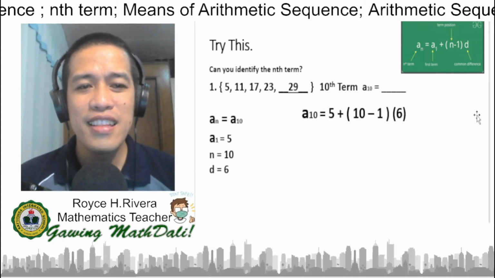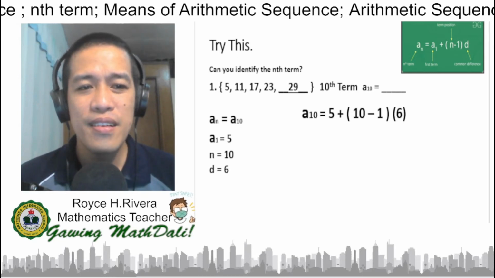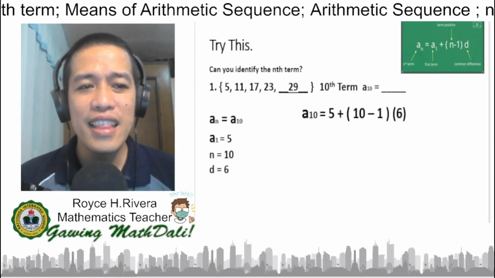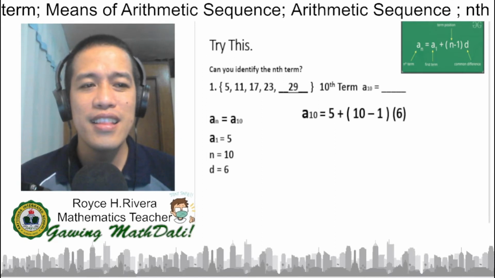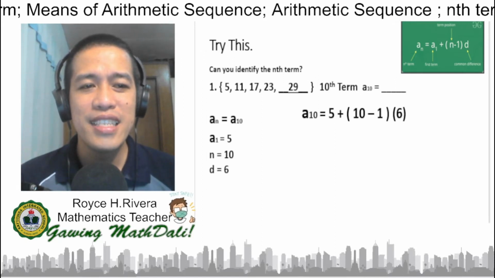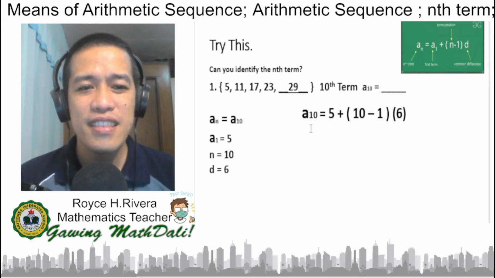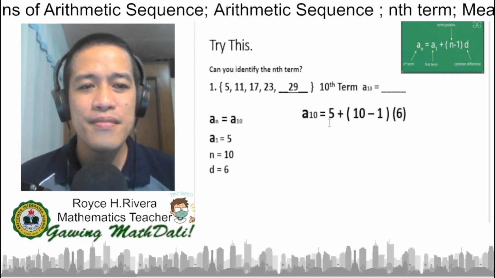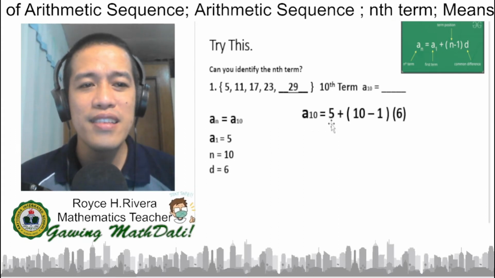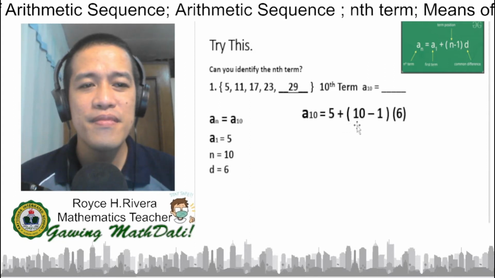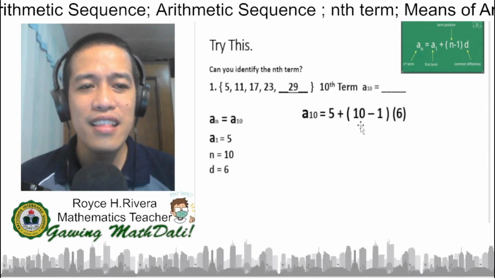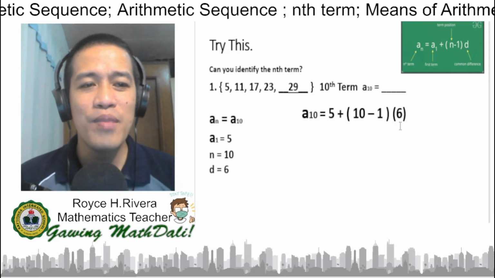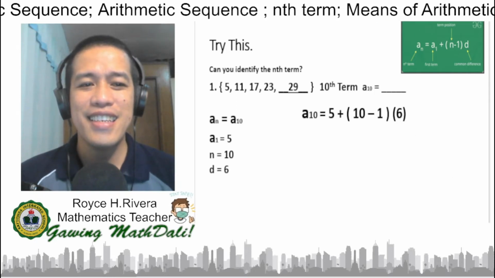A sub 10 is equal to 5 plus the quantity 10 minus 1 times 6. A sub n is A sub 10. A sub 1 is 5. N is 10 minus constant 1 times the common difference 6. Sana nasundan.